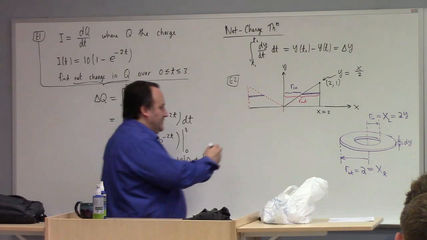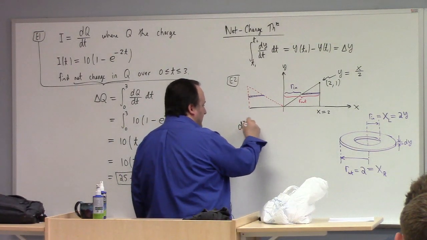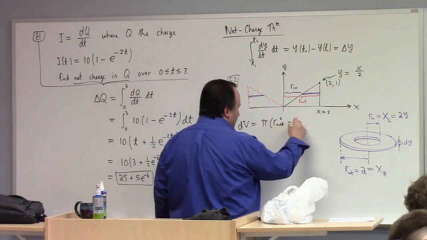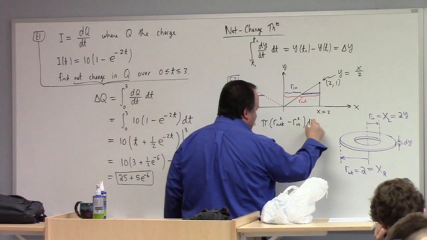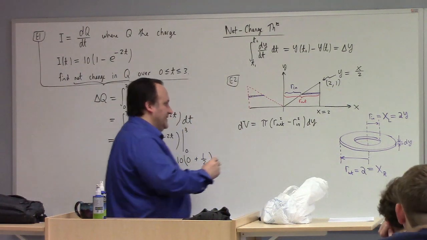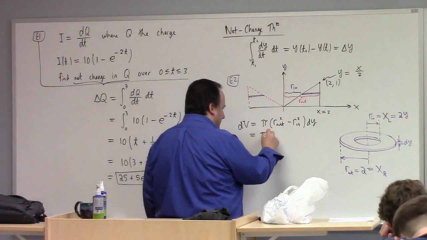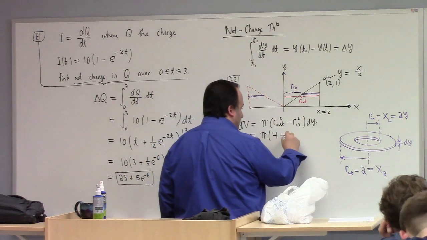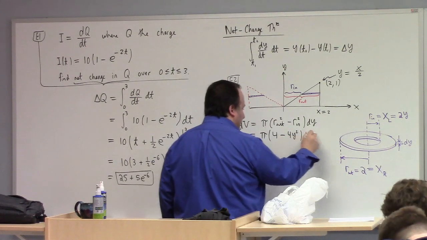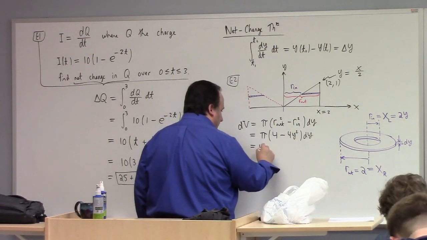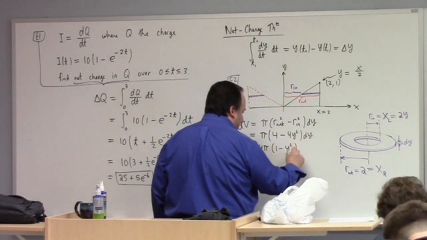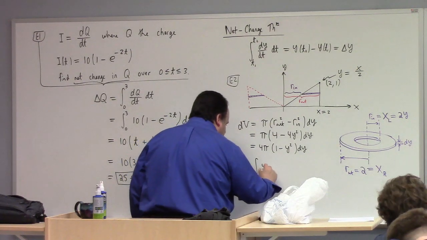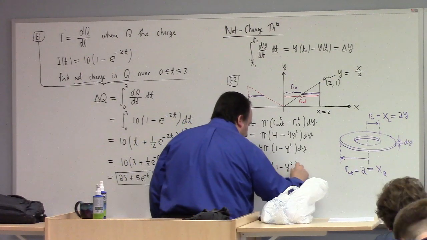So, what's dV? Well, dV is the volume of the washer, right? So dV is pi times r out squared minus r in squared, dy in this case. Pi times r out squared is 4, r in squared is 4y squared, dy. So we might as well factor out the 4. We've got 4 pi times 1 minus y squared dy, right? And to find the total volume, we need to integrate 4 pi times 1 minus y squared dy.